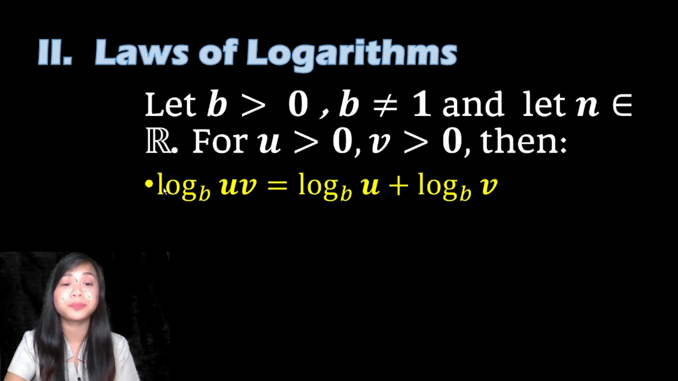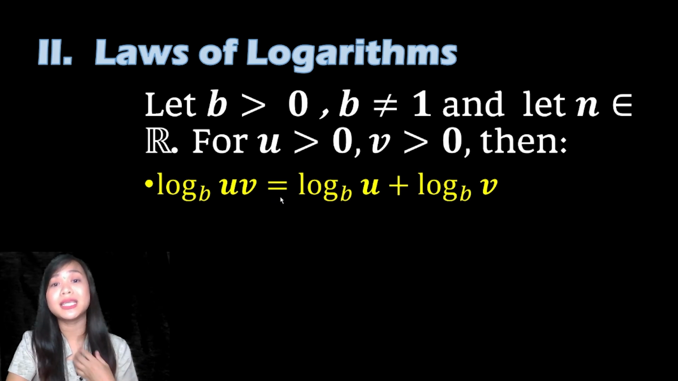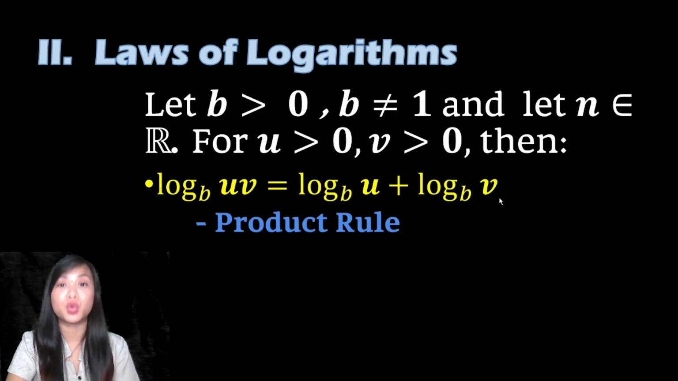We have log base b of u times v. Here we have a product of the values u and v. That is equal to log base b of u plus log base b of v. Since we have multiplication of u times v, when we turn it to logarithms, we have addition. This law is called the product rule of logarithms.